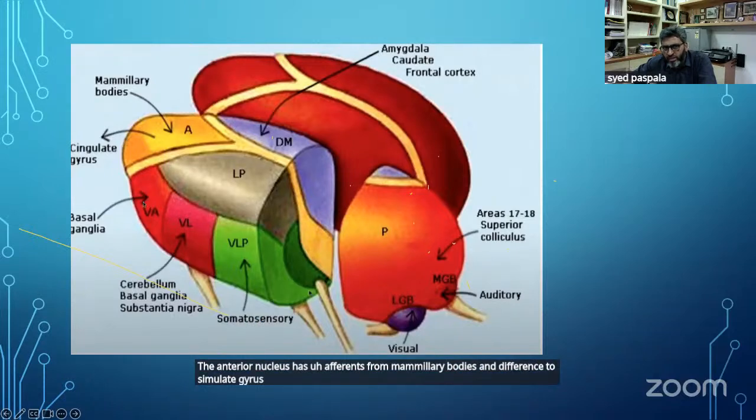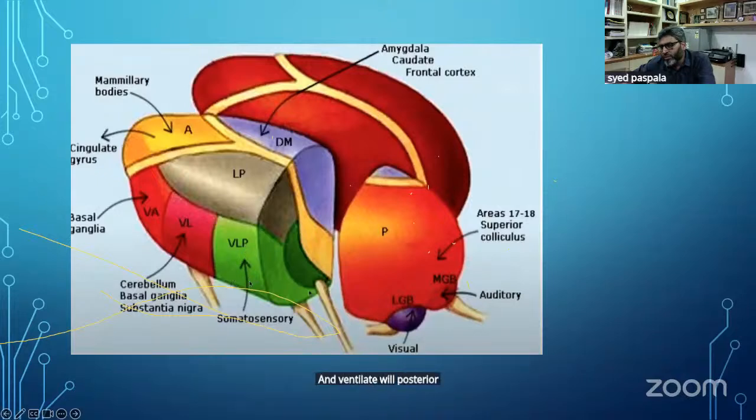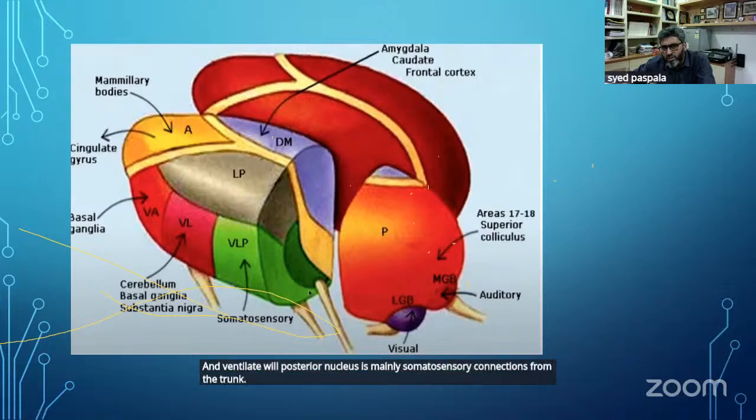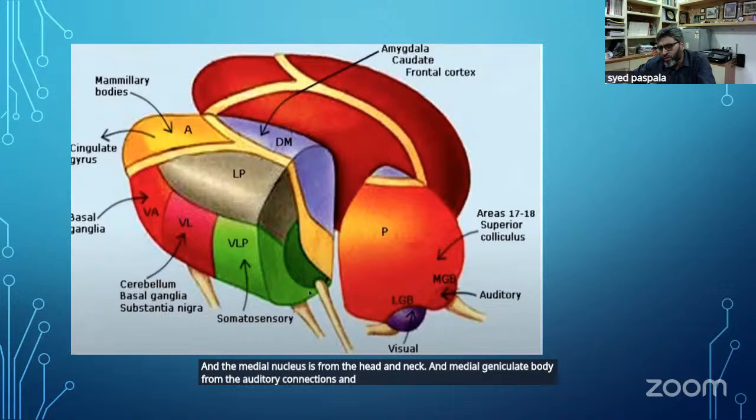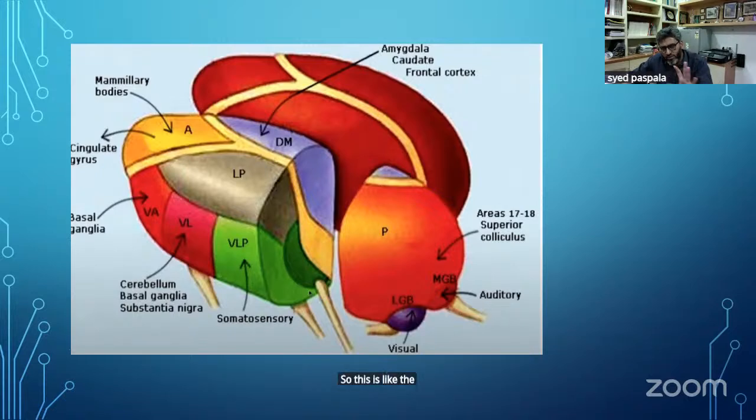And ventral anterior is connected with basal ganglia. And ventrolateral nucleus is connected with cerebellum, basal ganglia, and substantia nigra. And ventrolateral posterior nucleus is mainly somatosensory connections from the trunk. And the medial nucleus is from the head and neck. And medial geniculate body from the auditory connections, and lateral geniculate body from the visual connections. And pulvinar will be receiving information mainly from the superior colliculus and area 17 and 18. So this is the important information which needs to be remembered.